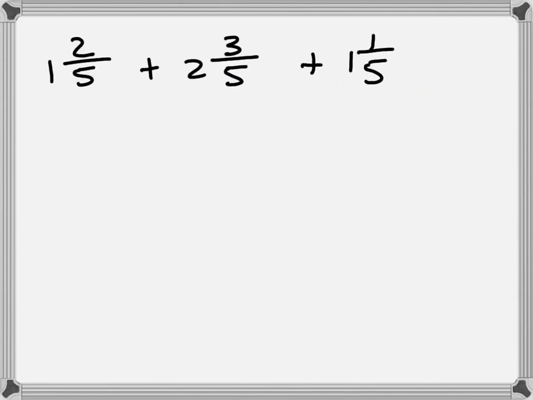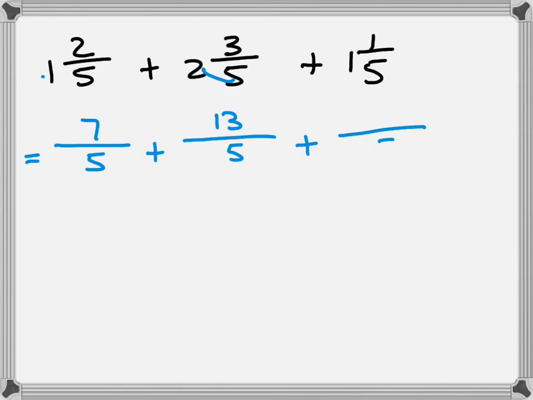Let's do one more. Okay. So we need to convert these into improper fractions. The first one is going to be 5 plus 2, 7 over 5. The next one is going to be 10 plus 3, 13 over 5. The next one is going to be 5 times 1 plus 1, so that's 5 plus 1 is 6 over 5.